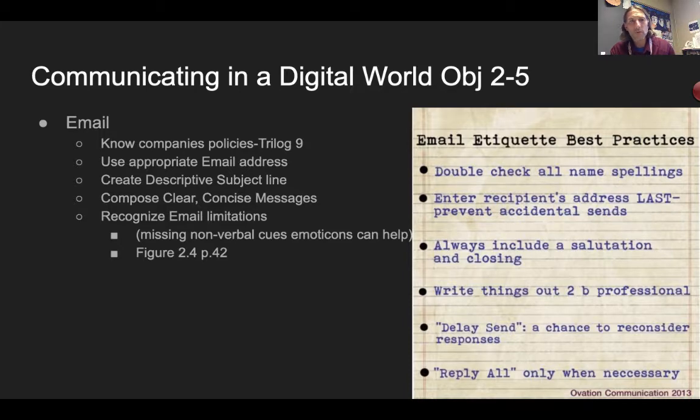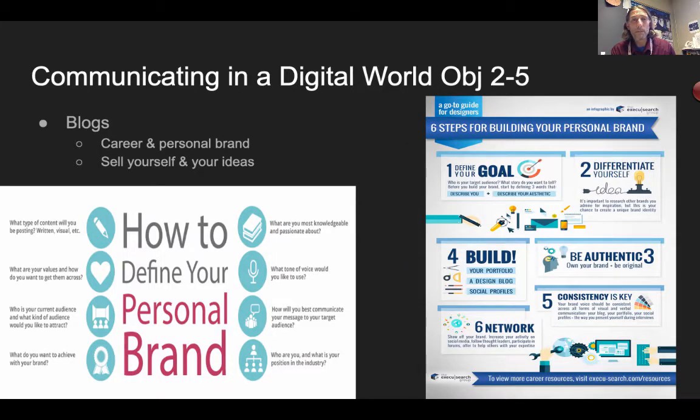One of the biggest problems with email is you miss the nonverbal cues, and that can kind of help. But when you look at emoticons, yeah, they can help, but it's not exactly the same. So if you're looking for some more, look at figure 2.4 on page 42, and that'll give you some more ideas. When we look at blogs, these are good ways to build career and personal brands, but you need to be aware of how do I do that. And these blogs can really help kind of further your career by selling yourself and selling your ideas.